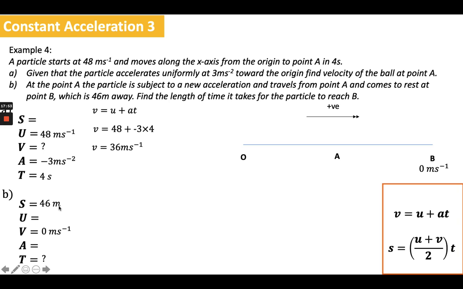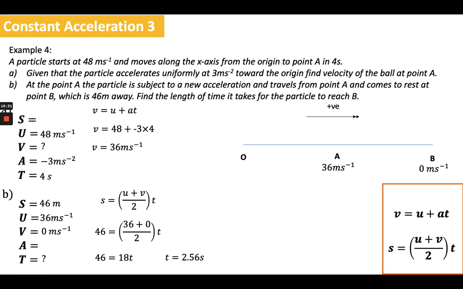Now here we've got an issue, because I've only got 3 bits of information labelled. So I actually can't tell which one of these two equations I need to use. If we get to that point, we've missed something in the question. What I need to revisit is the fact that we've already worked out the velocity of the ball at point A when this new acceleration takes hold. And so my initial velocity will be 36 meters per second, my answer from part A. At that point, I've got S, U, V, and T, which is my second equation here. So I'm going to write it, substitute, and solve, and I get T equals 2.56 seconds.